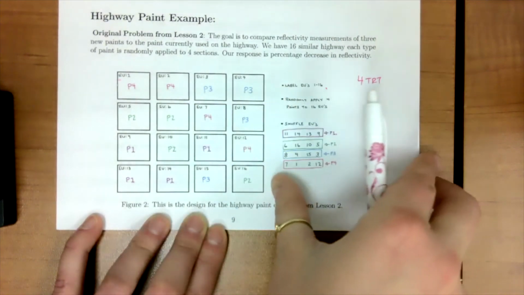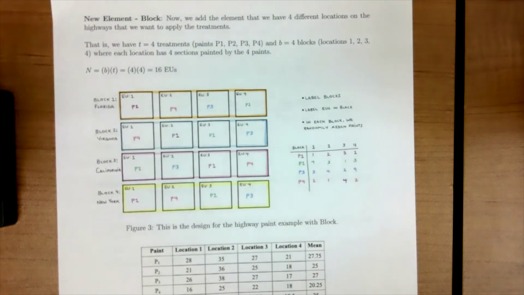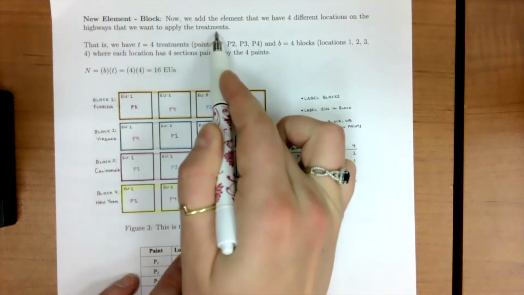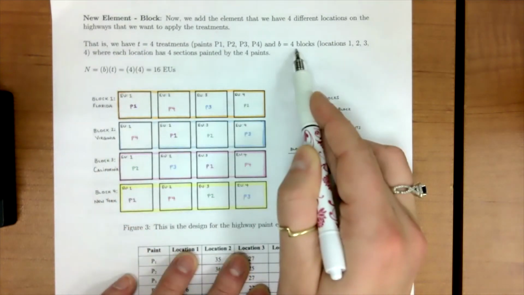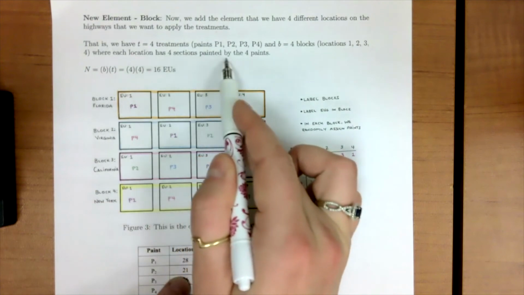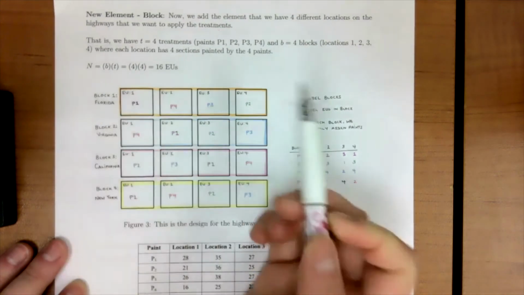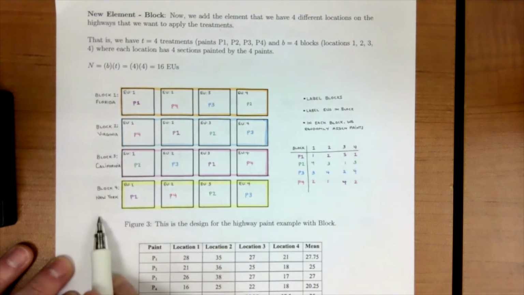We are now going to add a new element of blocking. And so we now have this element that we have 4 different locations on a highway, and we want to apply the treatment. And so again, our T is 4, our little b is 4, and then we have 4 sections of paint within each block. So how our design is going to change is maybe we have some road in Florida, that could be block 1. We have some road in Virginia. We got some roads in California and New York.